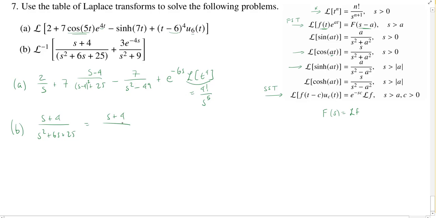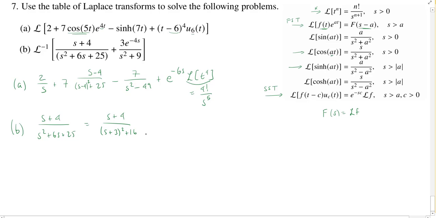So let me take s plus 4 over s squared plus 6s plus 25 and rewrite it as s plus 4 over s plus 3 squared. So this is me completing the square, cut 6 in half to get the 3. And now if I square this out, I'll get a 9 as my constant, but I don't want a 9. I want 25. So I have to add 16 more.